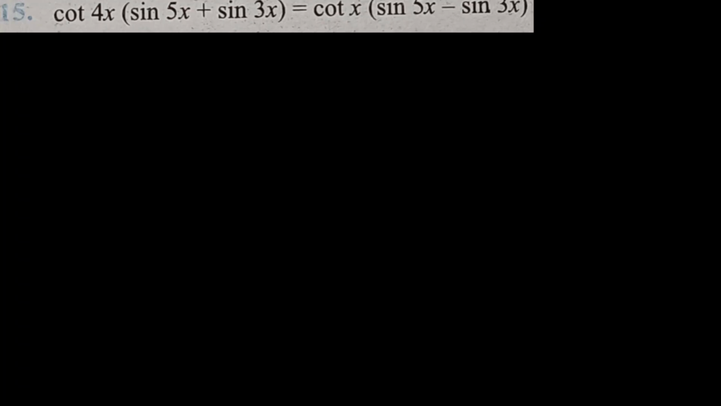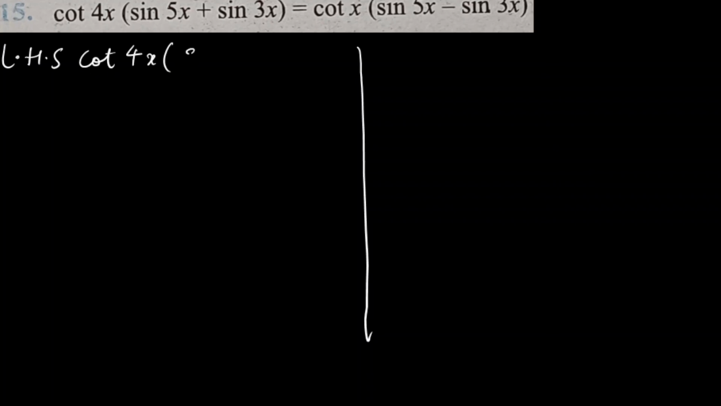If you see question number 15, you can see the right hand side and left hand side. Both we have to work out. So let's work out both individually, and their answers should be equal. So first I'm going to start with the left hand side. The left hand side is given to us as cot 4x into sine 5x plus sine 3x.